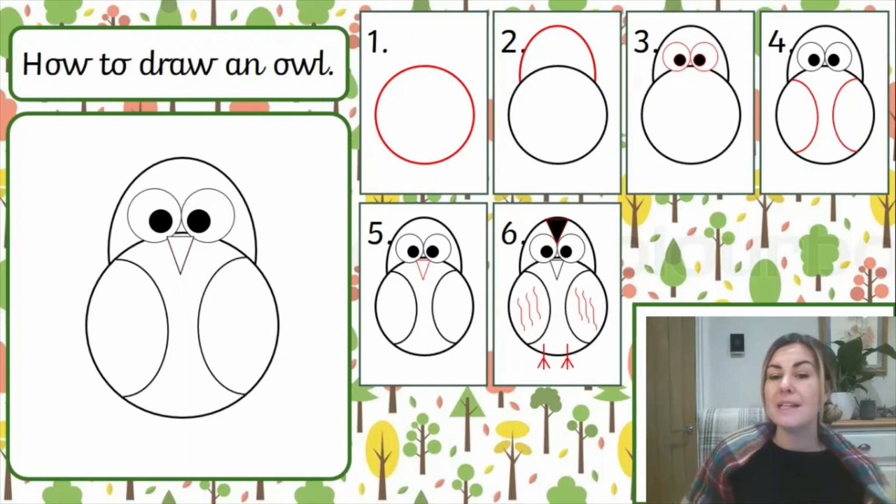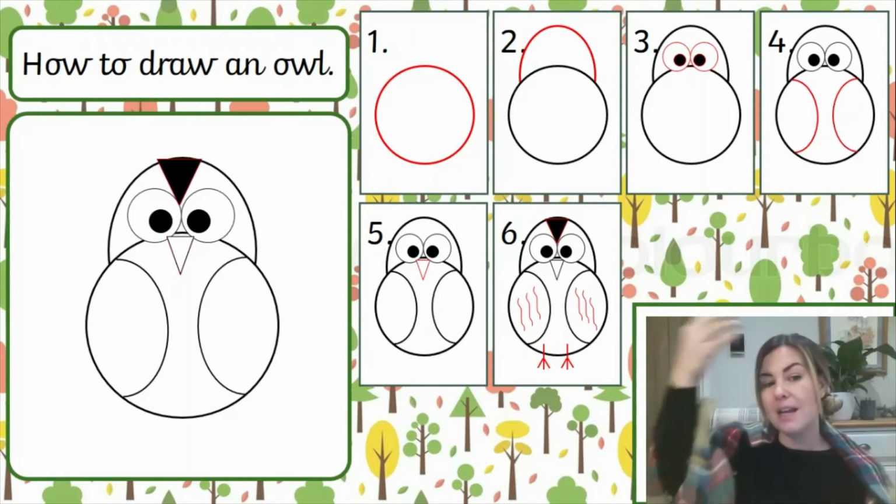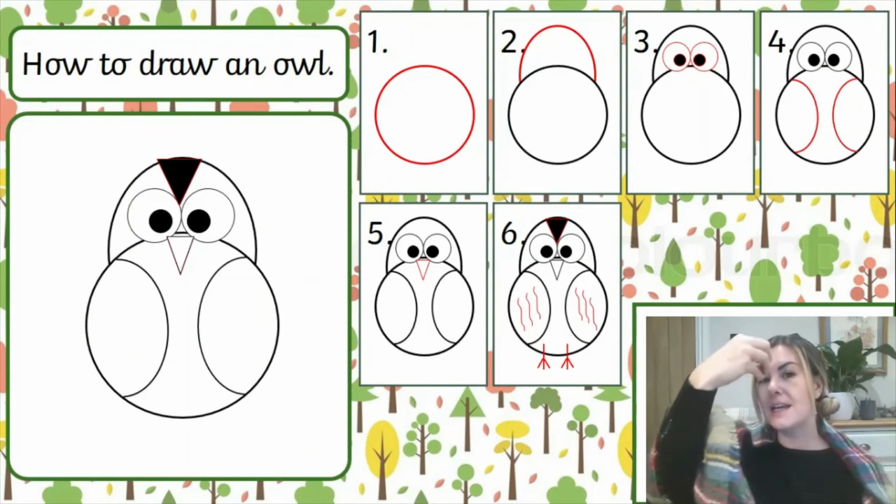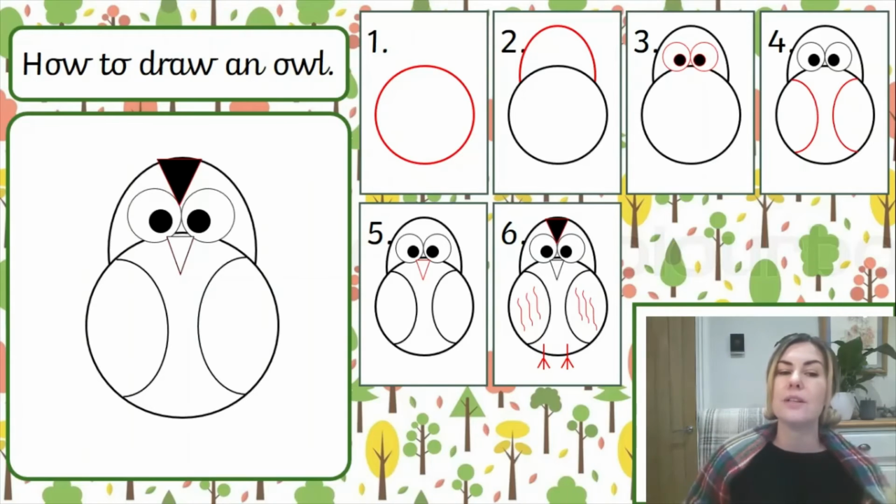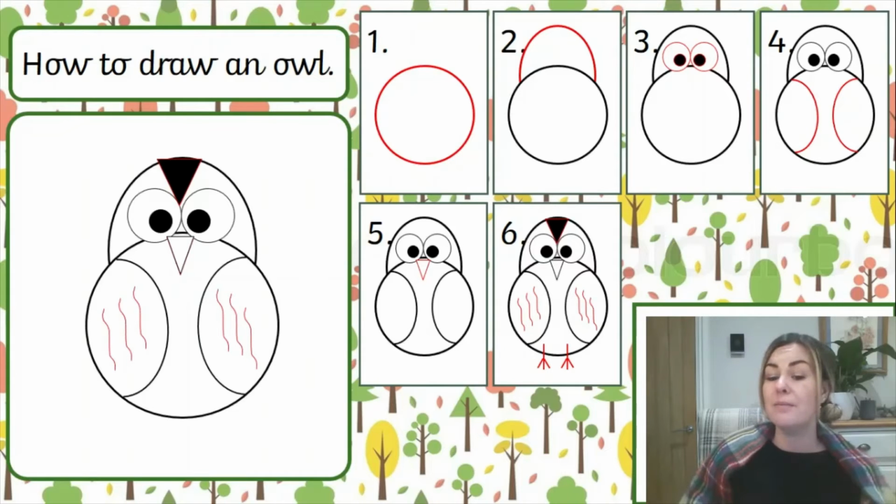Now step 6 is all about the little details that you would like to add to your owl. I have added a little pattern here where his fur is a different colour. I have added some detail onto the wings to make them look quite fluffy. And of course I've added some feet too.